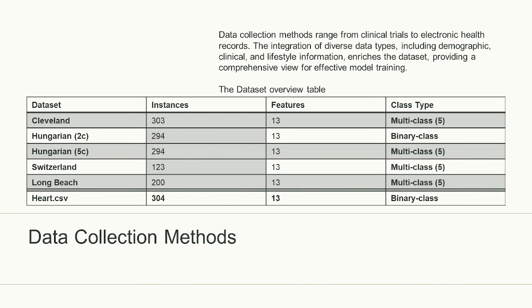The data collection methods range from clinical trials to electronic health records. The integration of diverse data types, including demographic, clinical, and lifestyle information, enriches the dataset, providing a comprehensive view for effective model training. In the overview of our data, the Cleveland has 303 instances and 13 features, and the datasets have the same 13 features, with close instance counts: 304 with heart.csv, 200 with Long Beach, 294 Hungarian, and 123 with Switzerland.